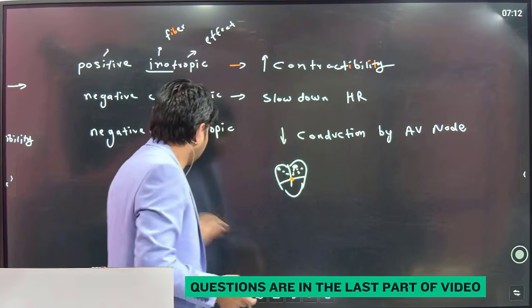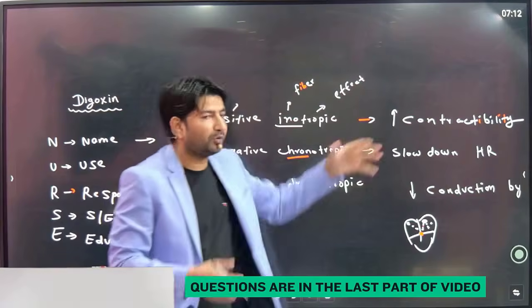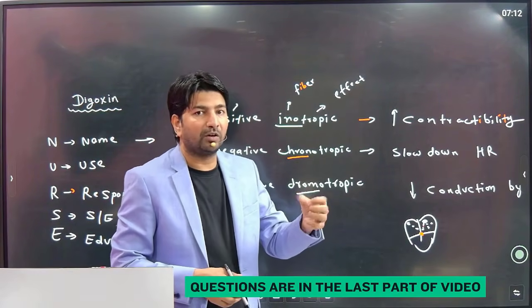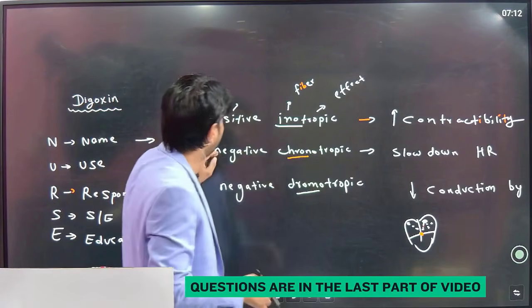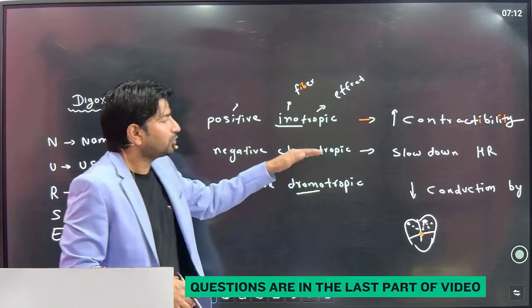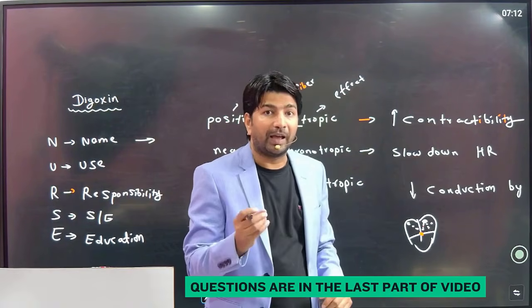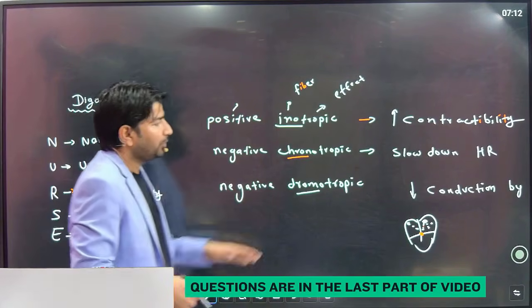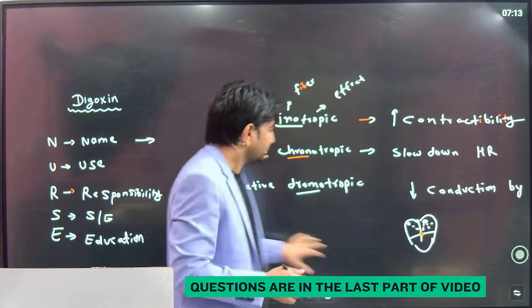So from this, we've seen that digoxin is a positive inotrope because it increases the heart's contractility, or rather, it strengthens the heart's ability to push blood out. That's why it's called a positive inotrope. It's also a negative chronotrope because it slows the heart rate by acting on the SA node, and it's a negative dromotrope because it reduces conduction through the AV node.